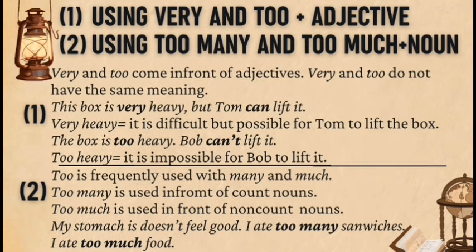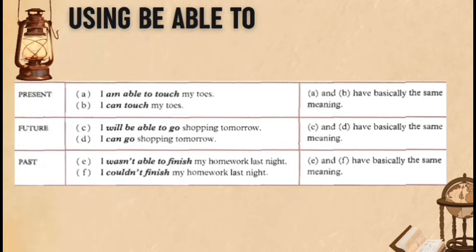I ate too much food. Using be able to. In present tense, I am able to touch my toes. I can touch my toes. A and B have basically the same meaning.